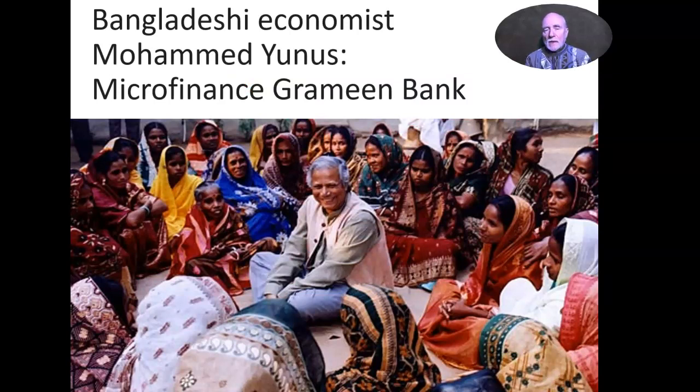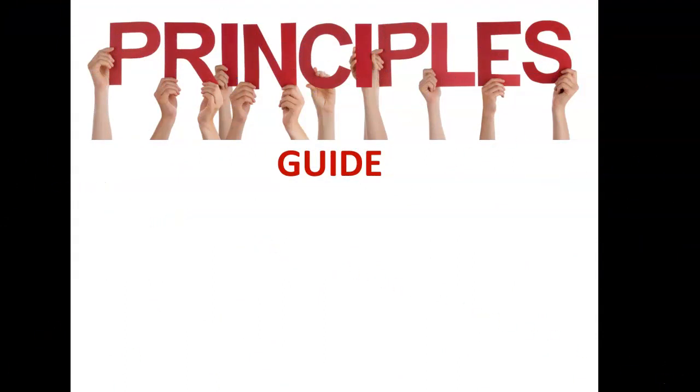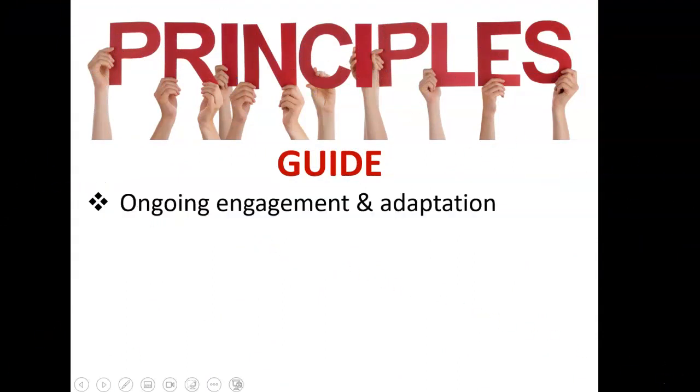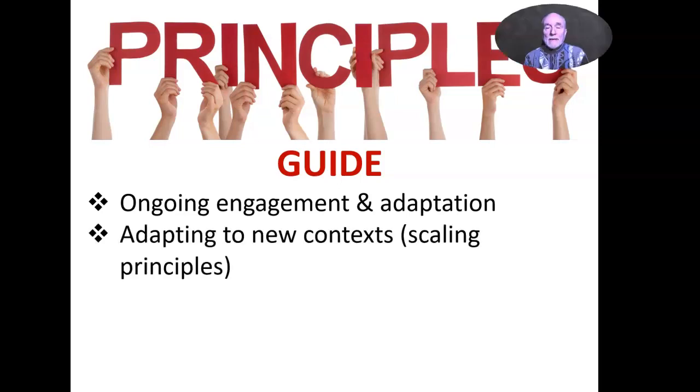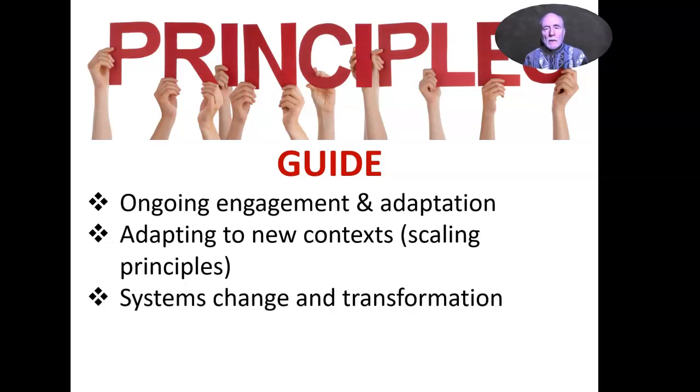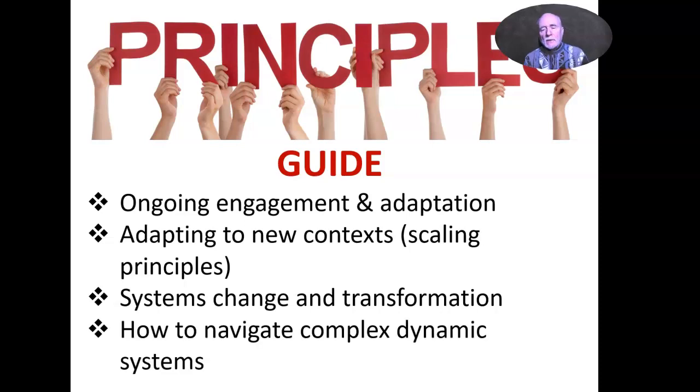Bangladeshi economist Mohammad Yunus began the microfinance movement through the Grameen Bank, based upon the principle that low income people, especially women, ought to have access to capital. Principles guide ongoing engagement and adaptation as projects and programs unfold, adapting to new contexts, scaling principles from one place to another, guide systems change and transformation initiatives, and guide how to navigate complex dynamic systems.